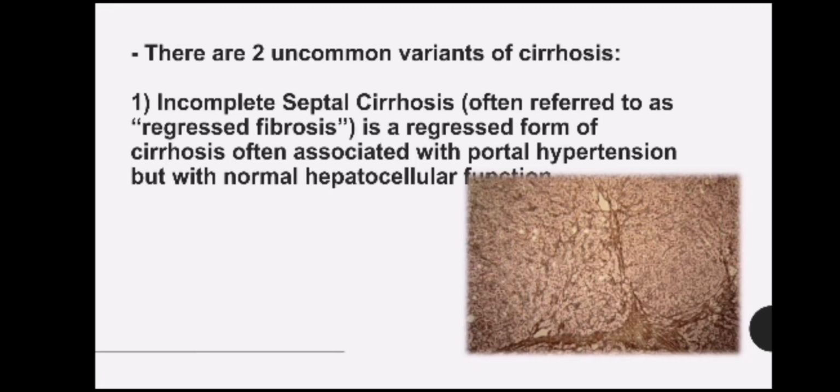More precisely, thin fibrous septa extend from portal tracts into the parenchyma, but often don't connect with other portal tracts or hepatic venules. This type of cirrhosis produces only portal hypertension with no liver failure. The prognosis is very good if the portal hypertension is controlled.